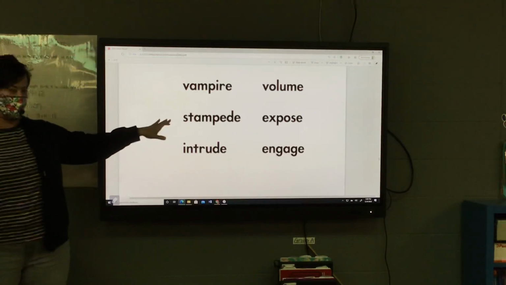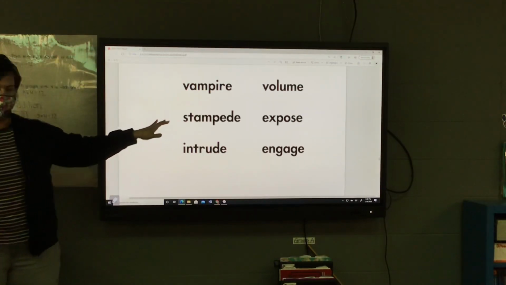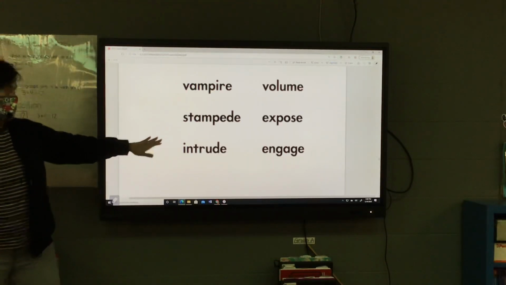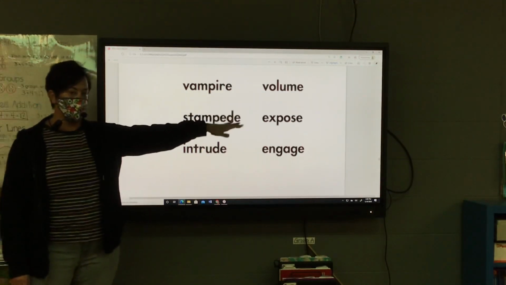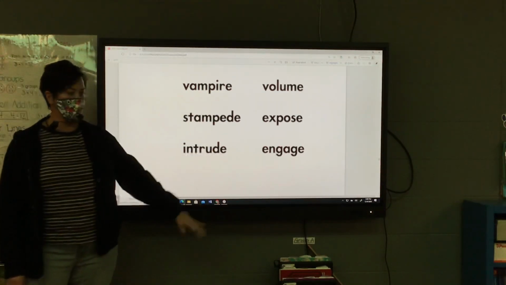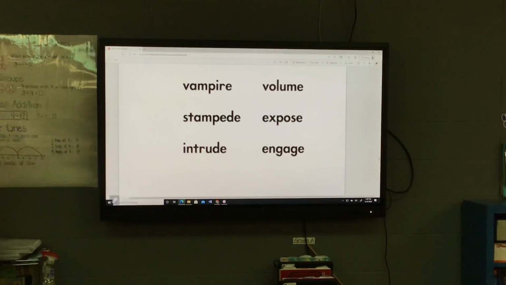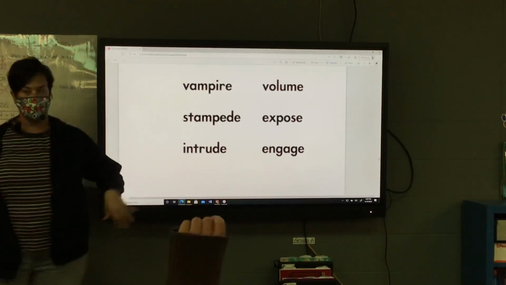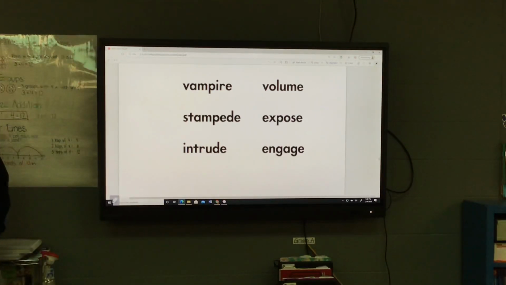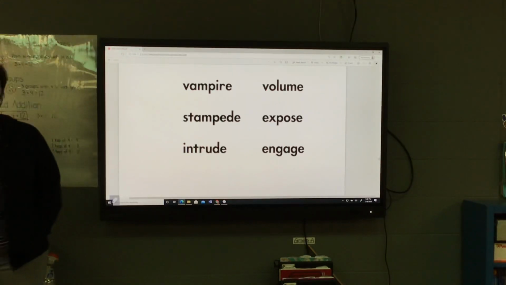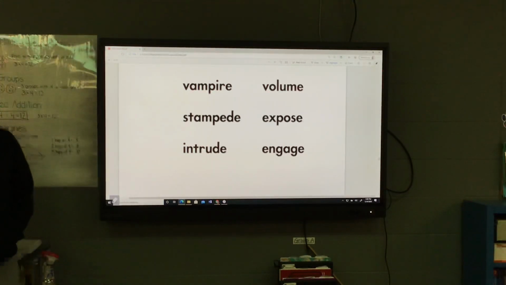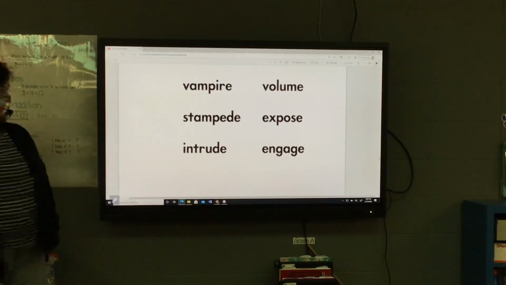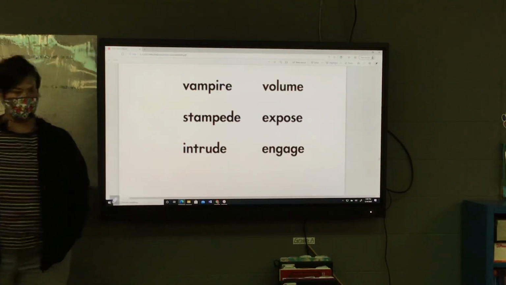Vampire, stampede. The word is stampede. What's the word? Stampede. Intrude, volume, expose, engage. Okay, this word is like when there's a big old herd of buffalo and they're running across the land. What would that be called? They'll trample over anything in their path. Stampede. A stampede.